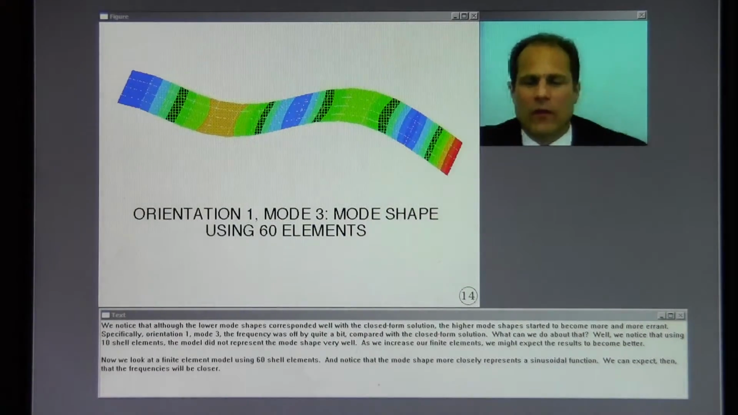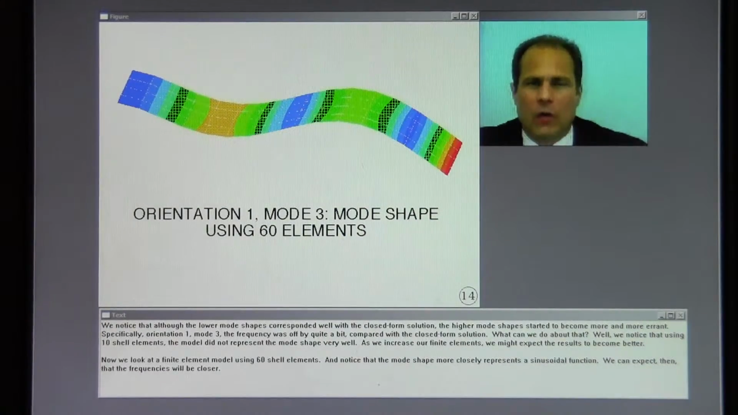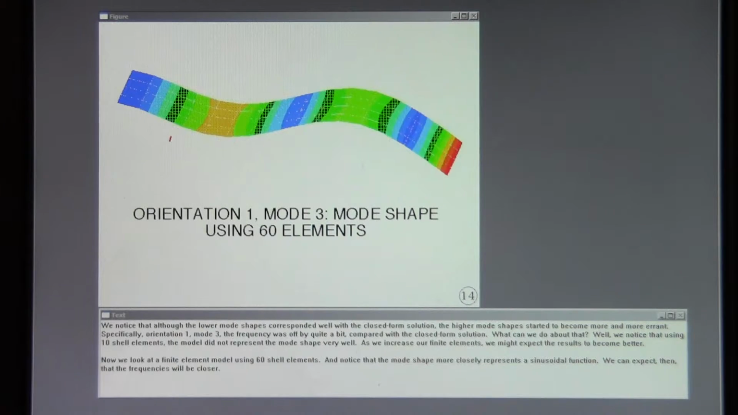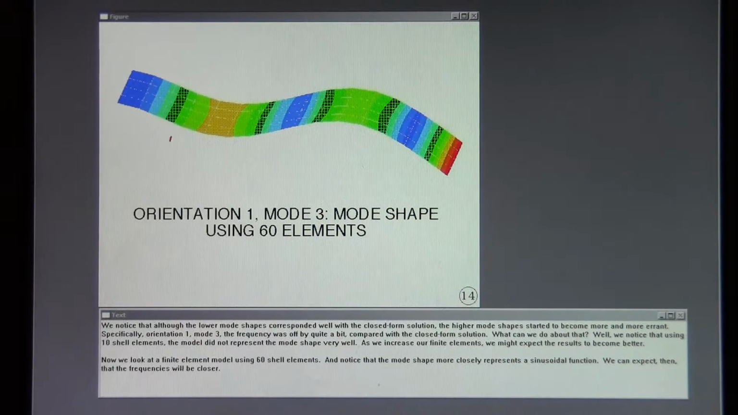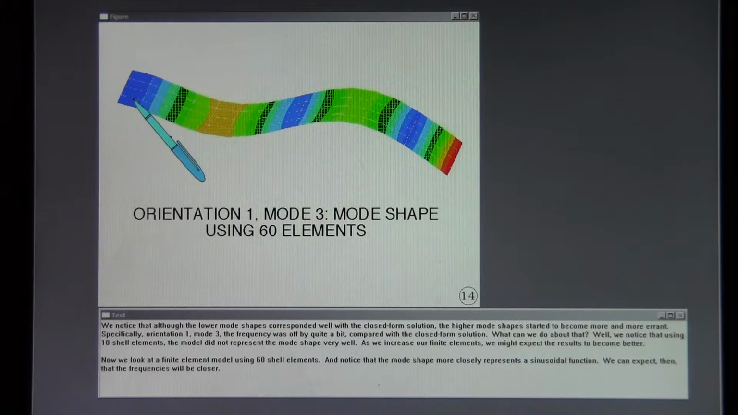We noticed that although the lower mode shapes corresponded well with the closed form solution, the higher mode shapes started to become more and more errant. Specifically, orientation 1, mode 3, the frequency was off by quite a bit compared to the closed form solution. What can we do about that? Well, we noticed that using 10 shell elements, the model did not represent the mode shape very well. As we increase our finite elements, we might expect the results to become better.